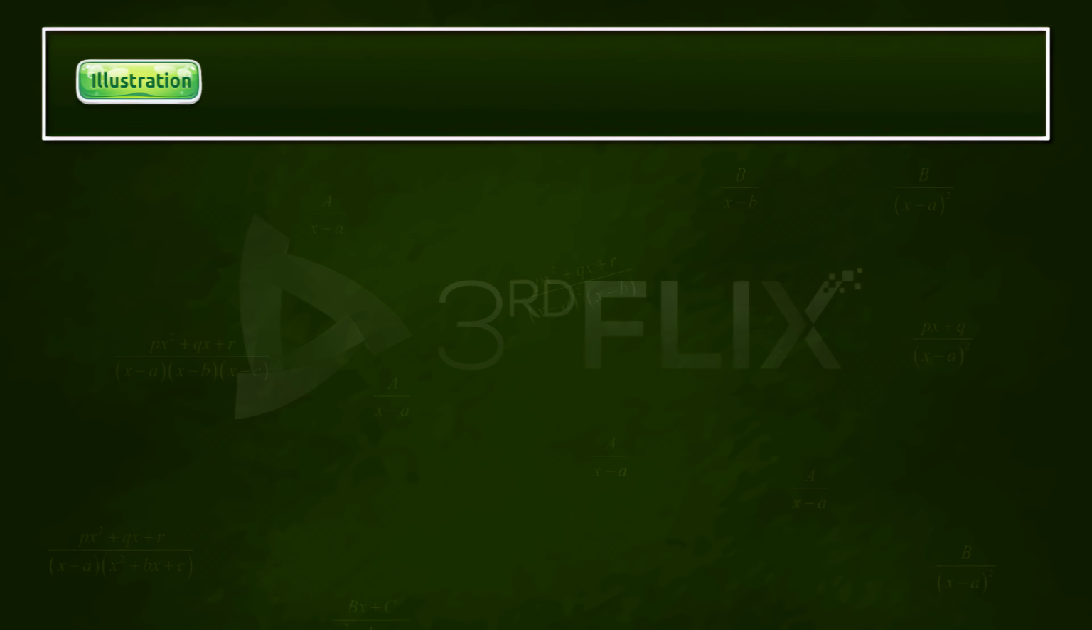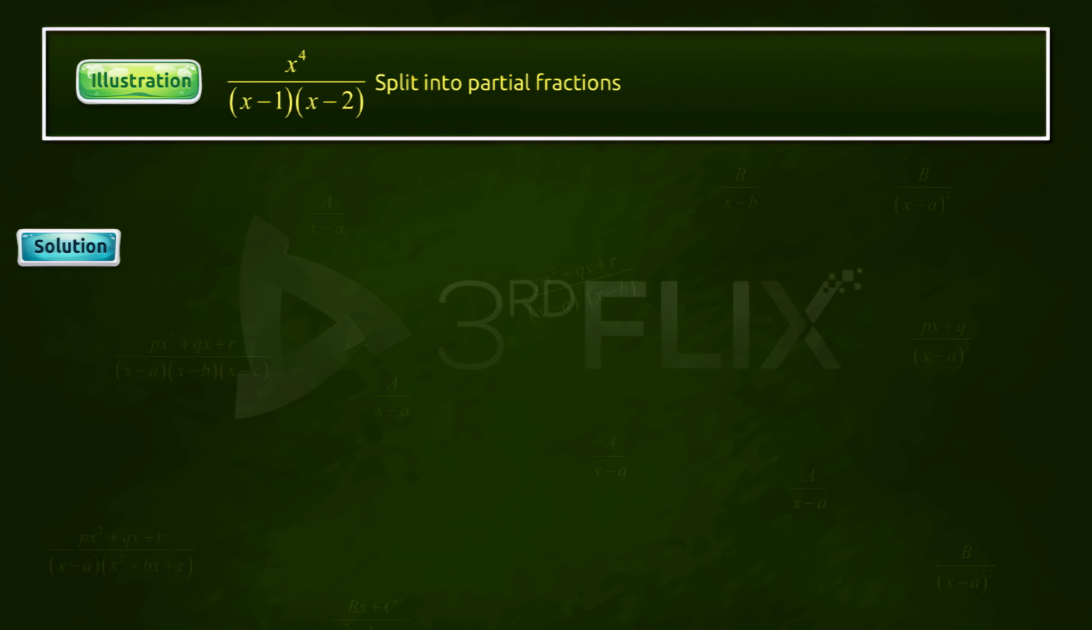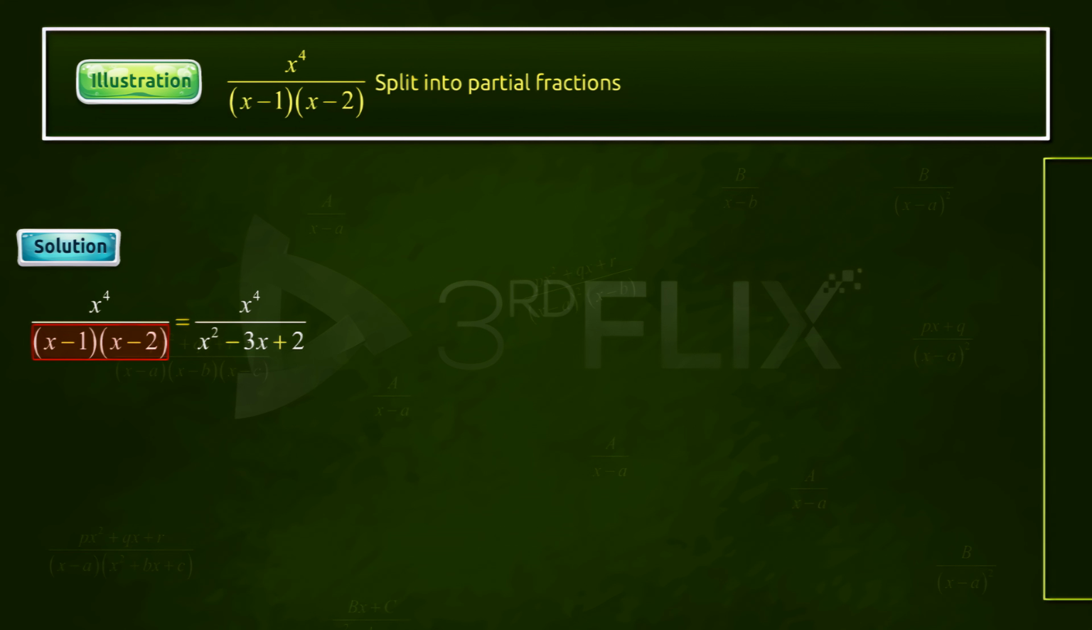Illustration. Split x⁴/((x - 1)(x - 2)) into partial fractions. Solution. Let us take down the given fraction. Expanding the terms (x - 1)(x - 2) results in x² - 3x + 2.